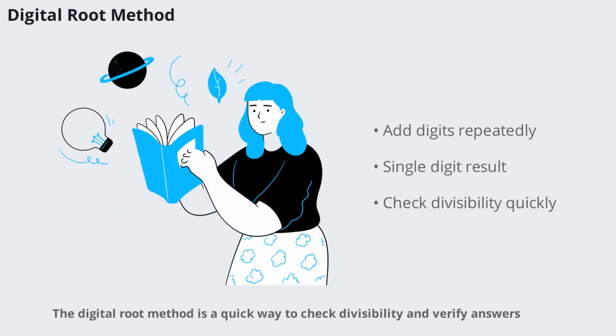Digital root method is a quick way to check divisibility and verify answers. Add all the digits of a number repeatedly until you get a single digit. This single digit, the digital root, can reveal divisibility by 3 or 9 and help you spot calculation errors. It's a simple yet powerful tool for quick checks during exams.